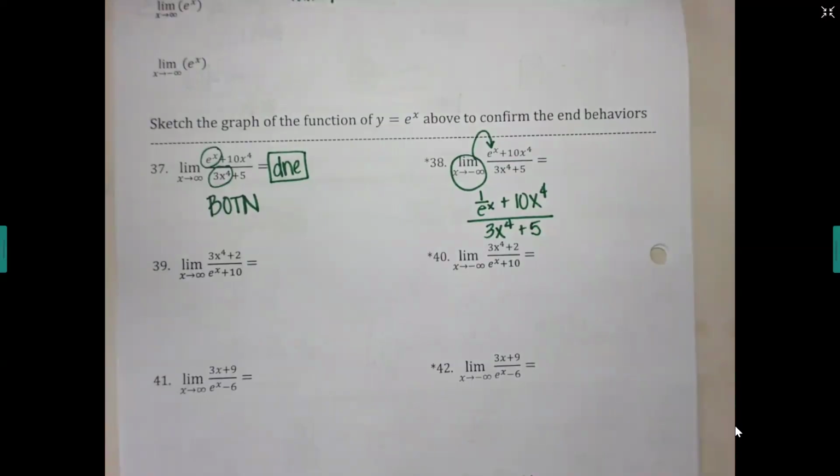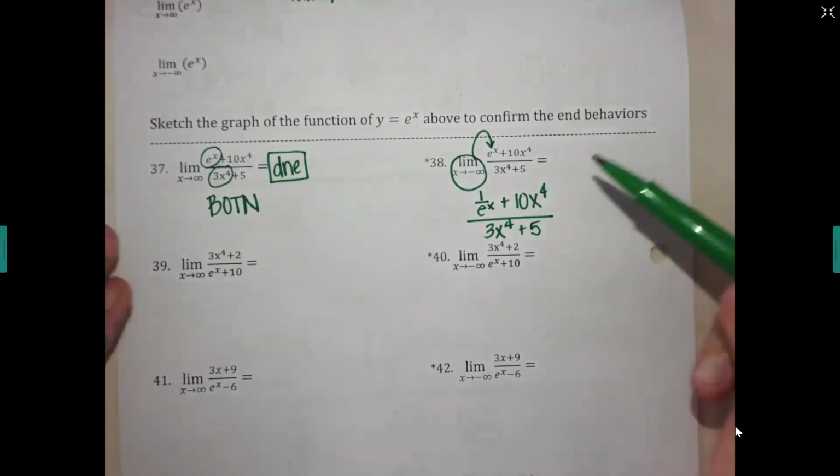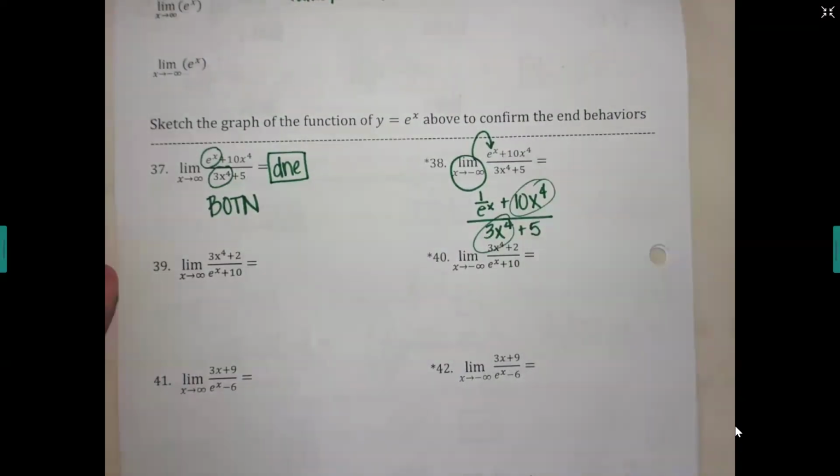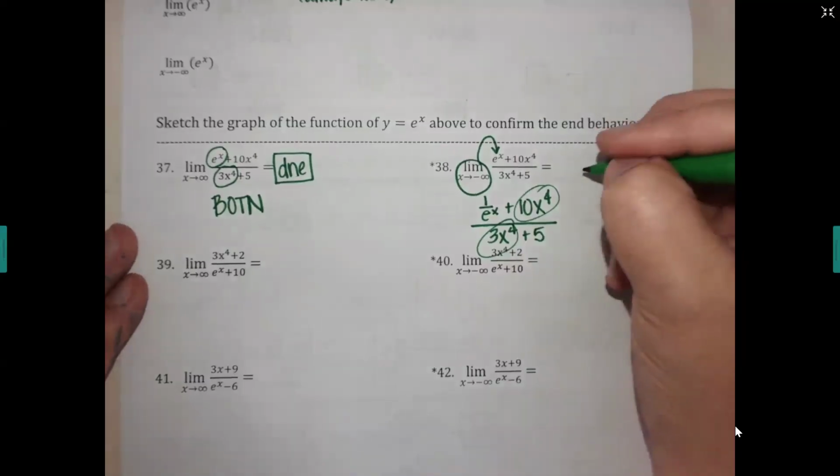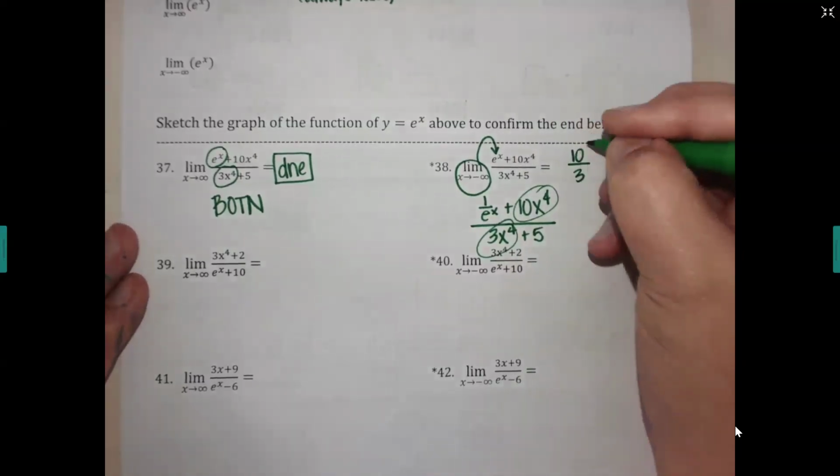Okay, now remember, does this still win? This always loses. So what's the next biggest thing on the top? 10x^4 versus a 3x^4 on the bottom. Is that a Bobo, a Button, or a Betsy? Which goes to 10/3.